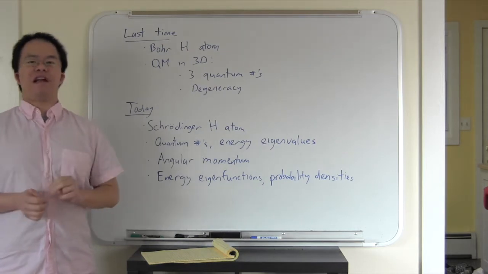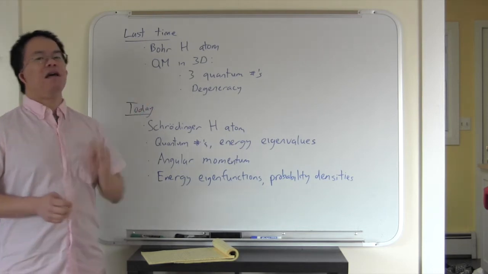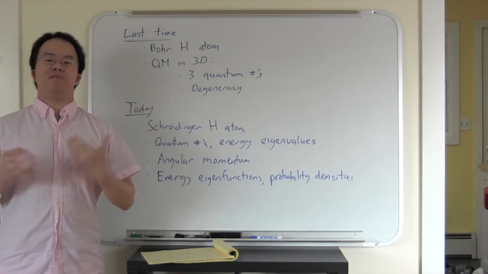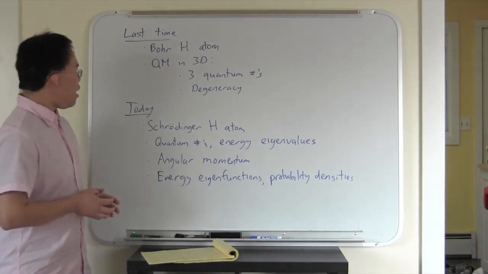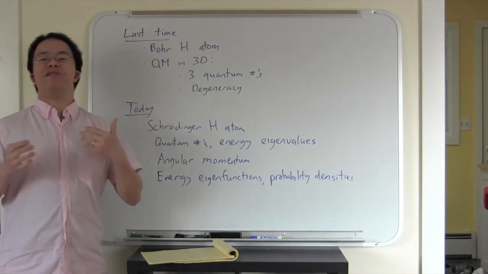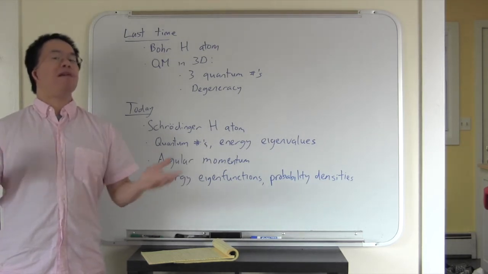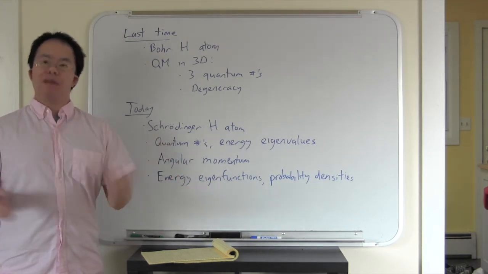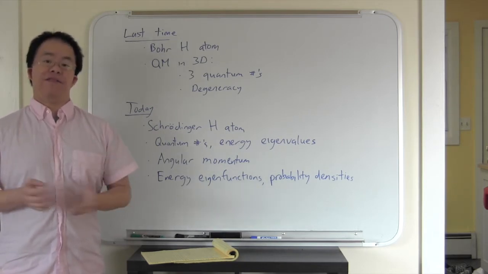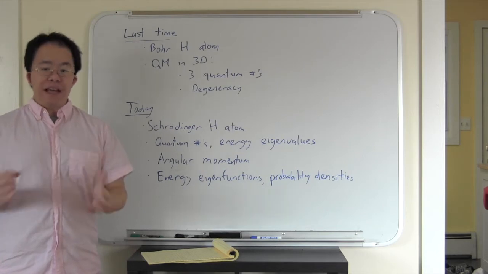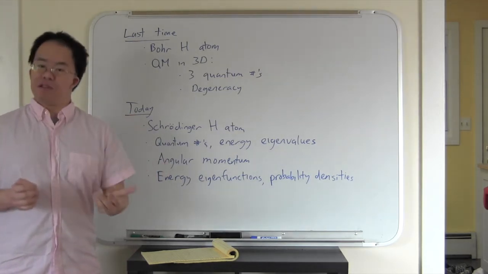There were two things that I wanted to remind everyone of. Namely, in 3D, you need three quantum numbers to describe an energy eigenfunction. Also, the issue of degeneracy, that there can be more than one set of quantum numbers that give rise to the same energy eigenvalue. So today we're going to briefly look at the Schrödinger hydrogen atom.